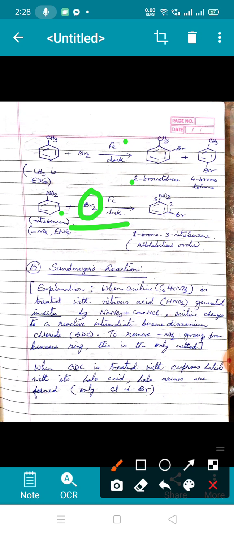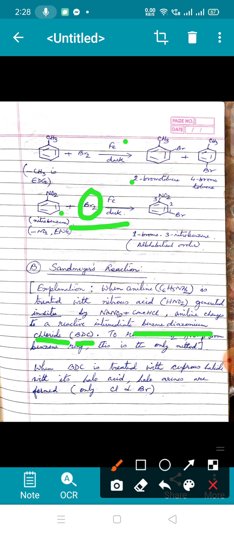So when you treat this aniline with nitrous acid, it forms a reaction intermediate. By reaction intermediate, we mean you cannot isolate this product; it forms during the course of a reaction. That reaction intermediate is called benzene diazonium chloride. In short, we call it BDC.